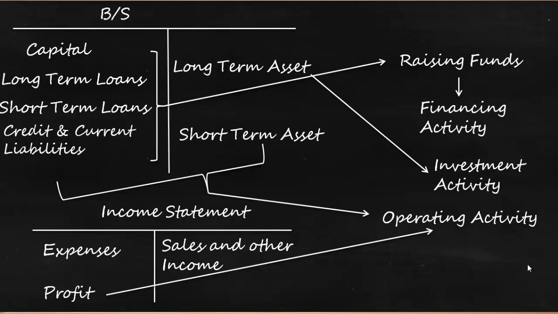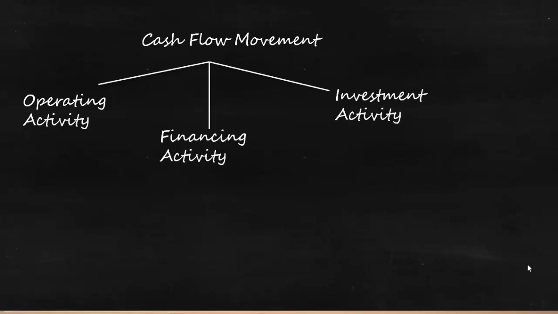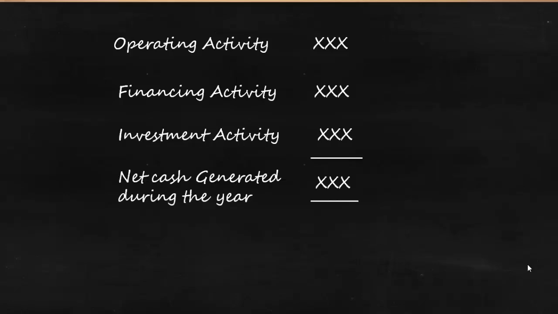The cash flow statement also does the same. The cash flow statement will analyze the cash flow movement between operating activity, financing activity, and investment activity. So the cash flow statement would give us the cash flows on how much had come from operating activity, how much from financing activity, and how much from investment activity. And it would give us the net cash that has been generated during the year.